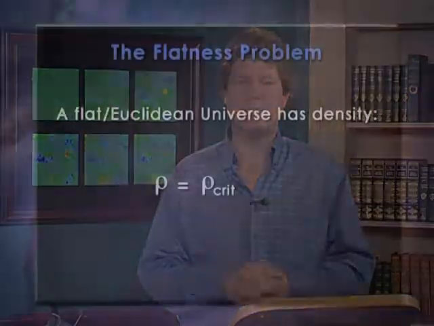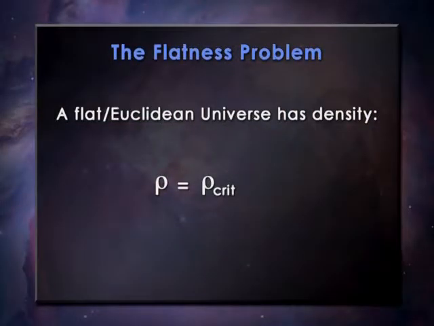Now, to understand why this might be a problem, it's important to remember that what really makes the universe's geometry flat is that its density is equal to its critical density, which is itself given by this equation, which includes Hubble's expansion constant and Newton's gravitational constant, big G. So, with these in mind, you might not be surprised to hear that there are in fact three equivalent ways to state the flatness problem.